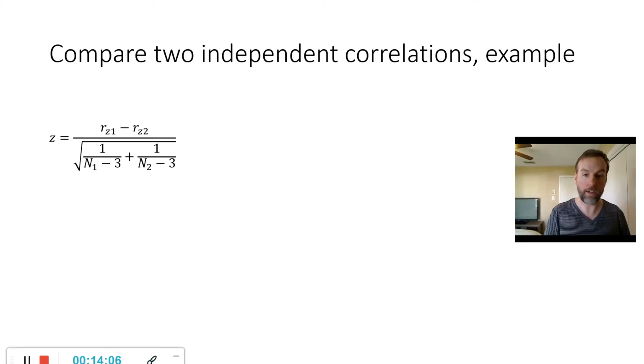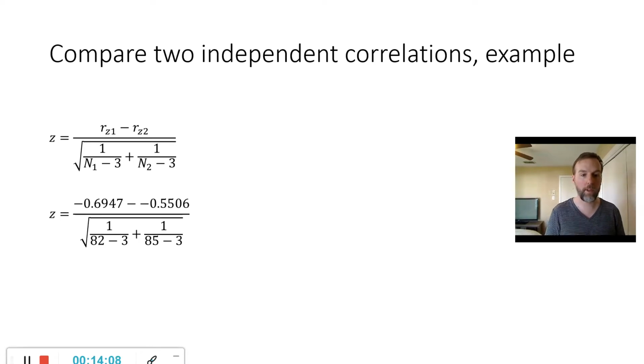Okay, so we now have everything we need. We can plug that into the formula and crunch these numbers, and we're going to get a z value of negative 0.9143.